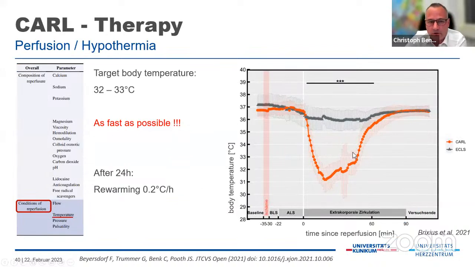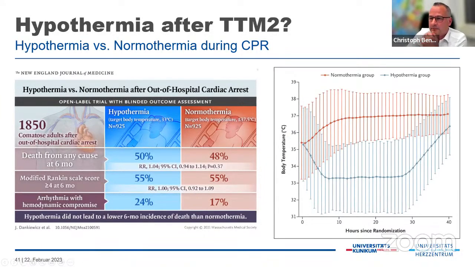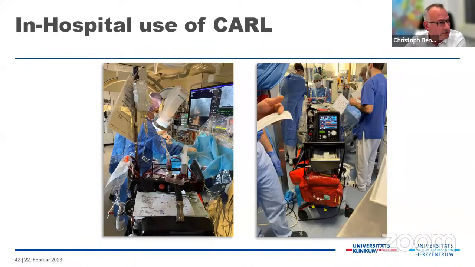And that's extremely important. These are some data from our animal studies. If we compare it to a normal ECLS or ECPR setting, you see here we are able to cool down the patient as fast as possible to our goal target body temperature. And these are the data we are still discussing, the TTM2 trial. If you look at the graph on the right-hand side, these are hours, not minutes, when they reached the target temperature.